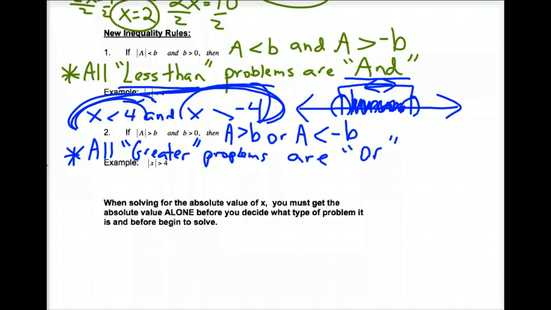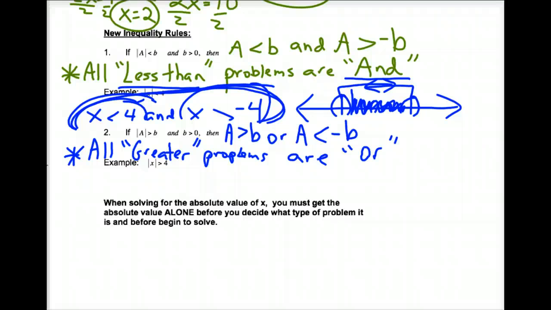Listen, less than rhymes with and. Greater rhymes with or. So if the last one was an and, that was an or. We're going to talk about those special cases in a minute. So, watch. The absolute value.